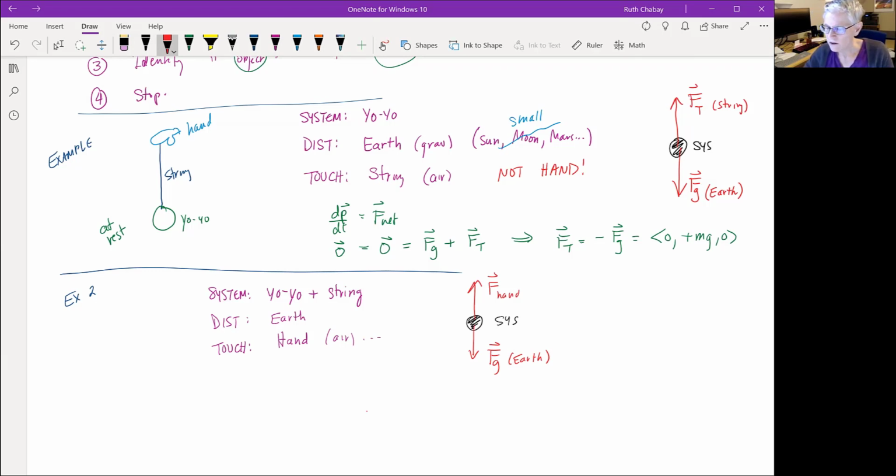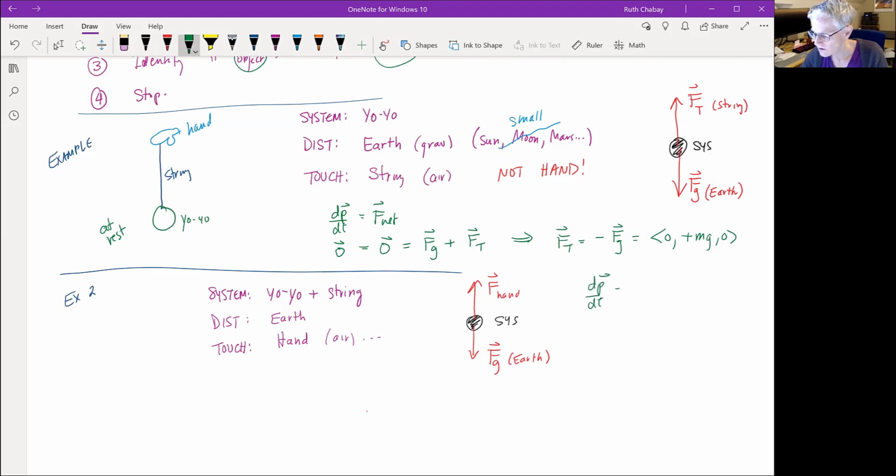And now we could actually solve this for the force that the hand has to exert. Notice that this previous analysis, where our system was the yo-yo, didn't tell us anything about the force the hand was exerting. But if we include the string as part of our system, then the hand is touching the system.